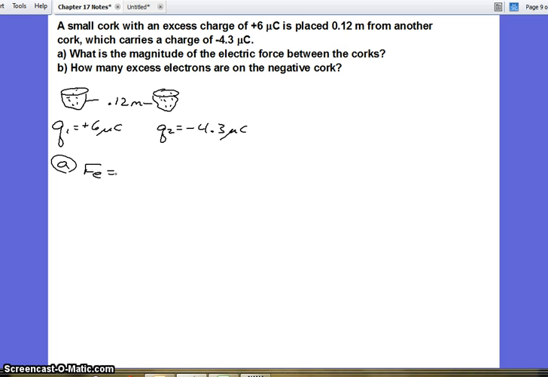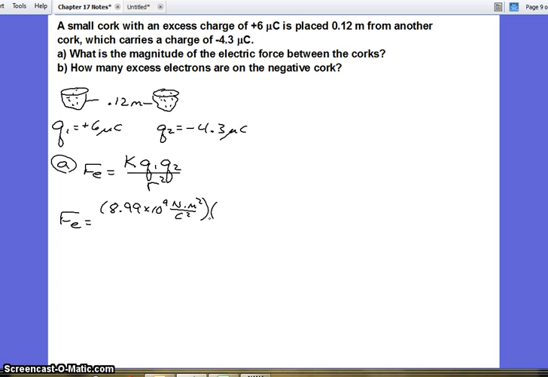Our equation for electric force is Coulomb's constant times the charge of the first times the charge of the second, all divided by the distance between them squared. What we have to be careful about, though, is our units. And so Coulomb's constant is 8.99 times 10 to the 9th, and that's going to be a Newton times meter squared per Coulomb squared.